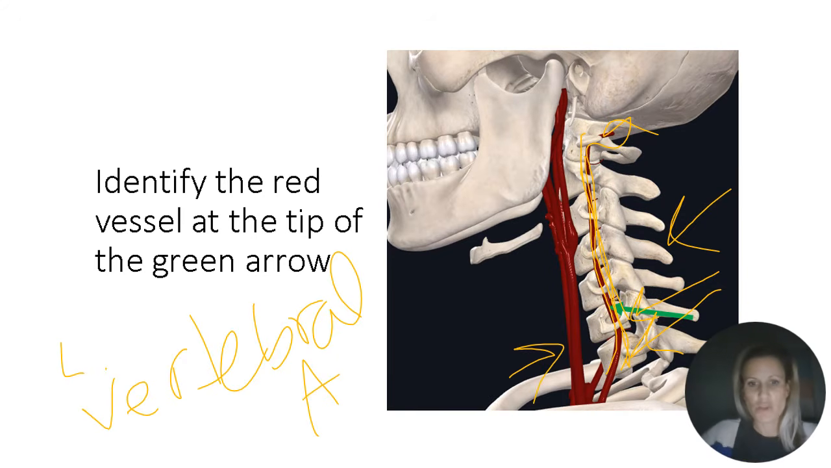Over here, this is showing us the common carotid, external carotid, and internal carotid, but I would not ask you from this view because it's kind of difficult to see. I know the split is happening right here, but it's kind of difficult to see where each one's going. So I wouldn't ask you the carotids from this picture.